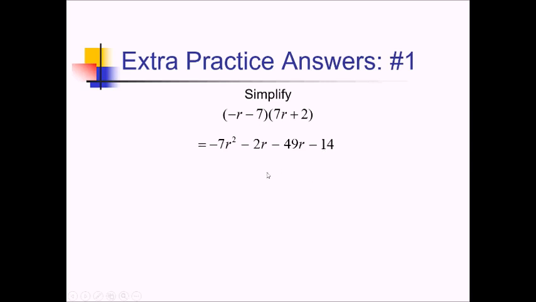Let's see what we can combine here. Looks like these r's in the middle can be combined. So we end up with negative 7r squared minus 51r minus 14.